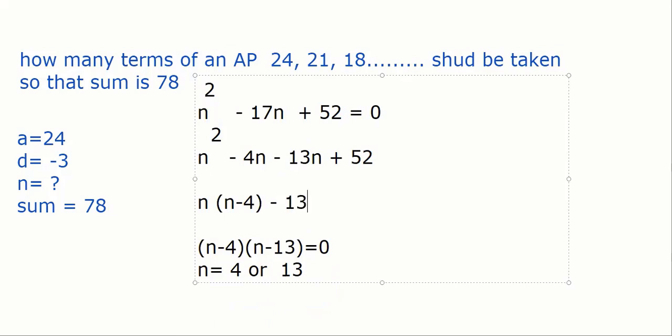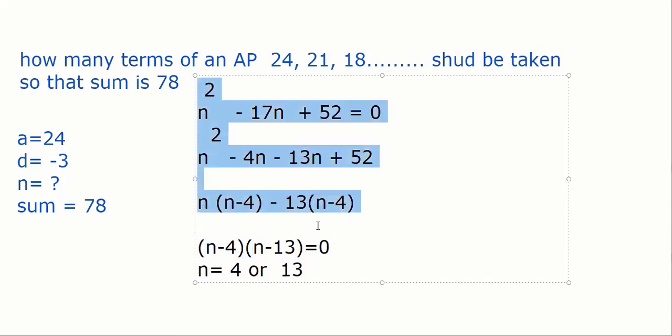Here, if I take 13 common between these two terms, you're taking 13 common. Yes, sir. So what will remain? N minus 4. No, n minus 4 is common in both. So what is left? N minus 13. Okay, sir.